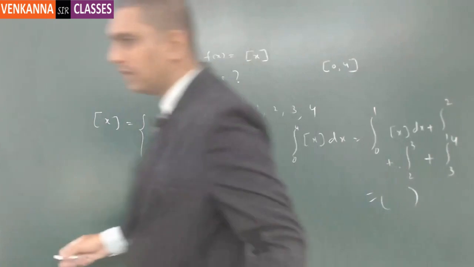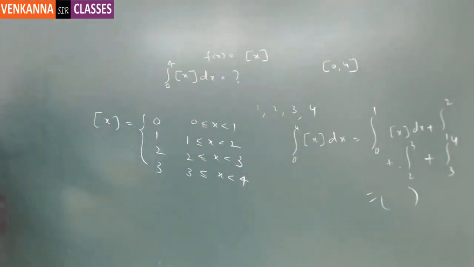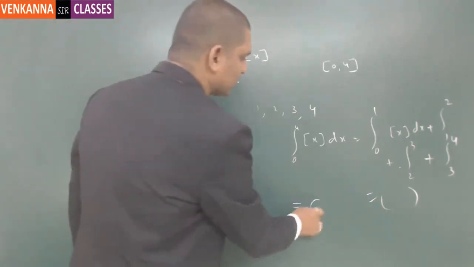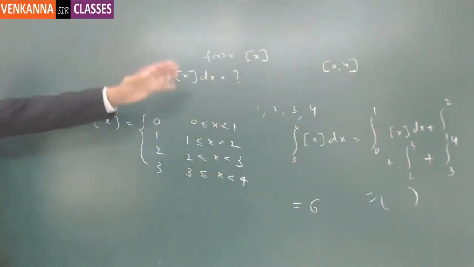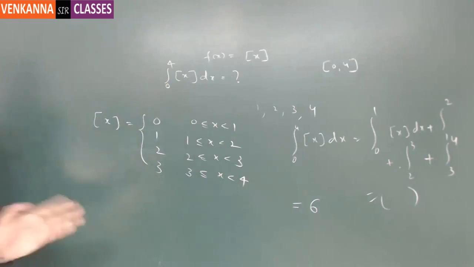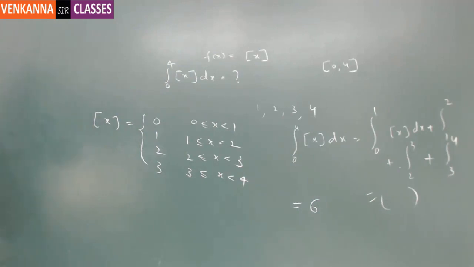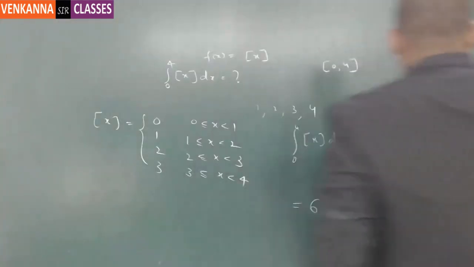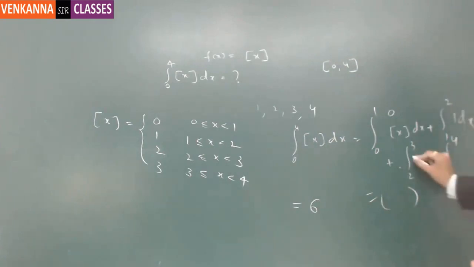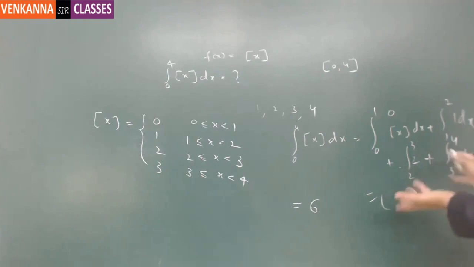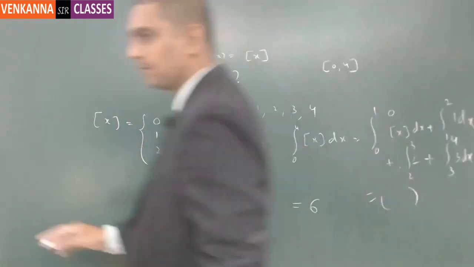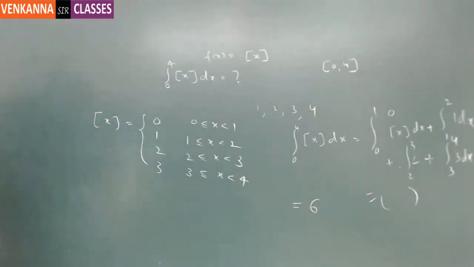I think you know how to integrate, that's why I'm leaving that part. So if you simply integrate and apply the limits, its value is nothing but 6. Here the value is 0 dx, here 1 dx, here 2 dx, here 3 dx. Simply doing integration, the derivation and integration get cancelled, apply the limits, and you will get the answer 6. You can check on that.